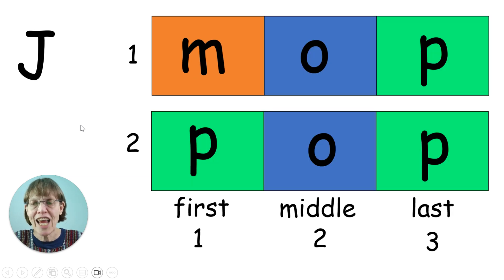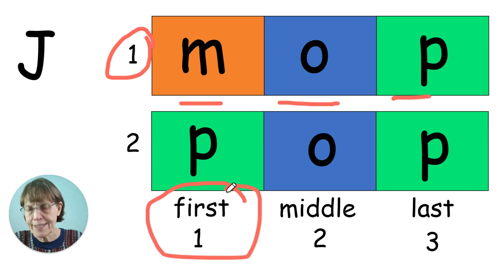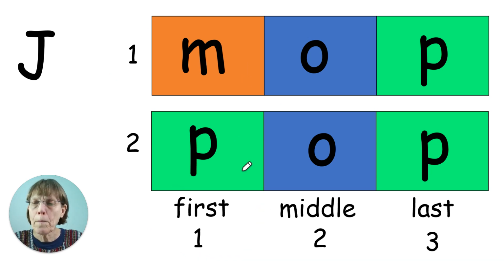Okay, the J change. We start with word number 1, mop, m, a, p. And then the first sound changes from m to p. But then notice that the first sound and the last sound are the same. They repeat. So we have p, a, p. We repeat the sound.